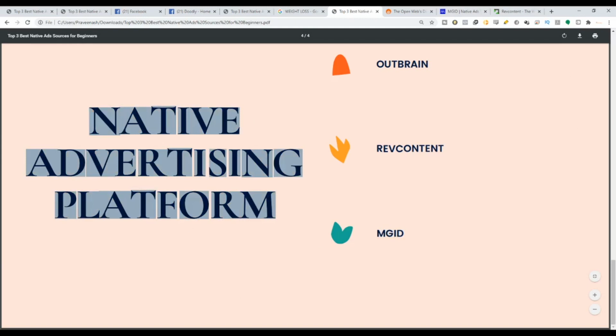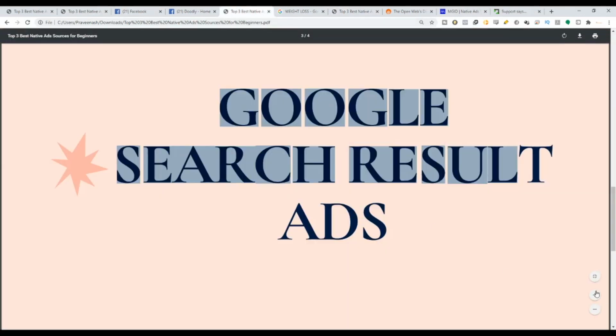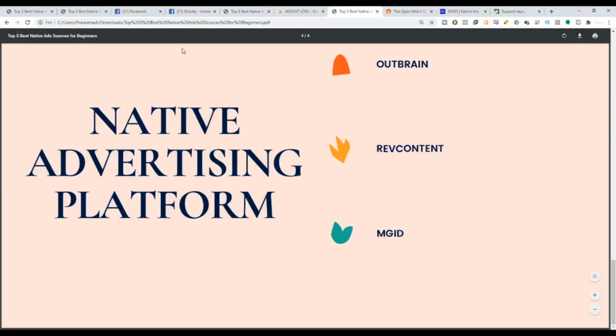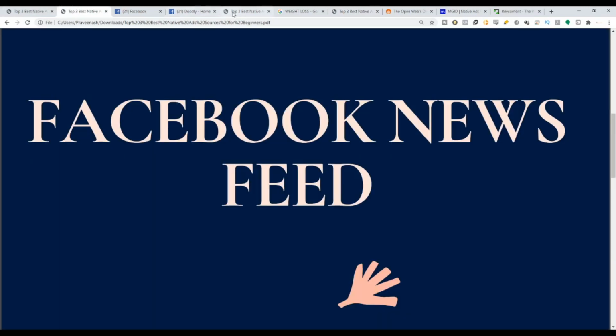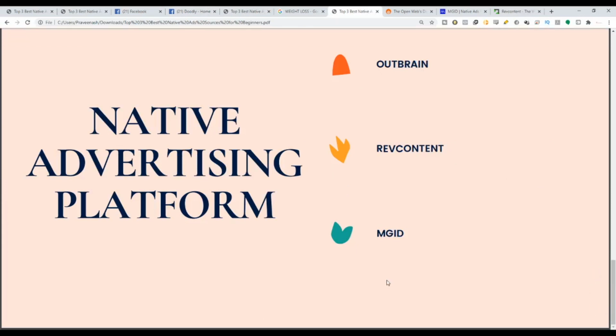So make sure you do your own homework on how to run a Facebook news feed ad, for example, and how to run Google search results ads, and what the pros and cons are of each of these: Facebook ads, Google ads, and native advertising platforms like Outbrain, Rave Content, and MGID. Make sure you check out their publishers as well. That does not apply to Facebook and Google, but for native advertising platforms it applies a lot. So check their publishers, so you know who you are dealing with and what type of traffic source you might be getting. So do your own homework and you will be good, guys.